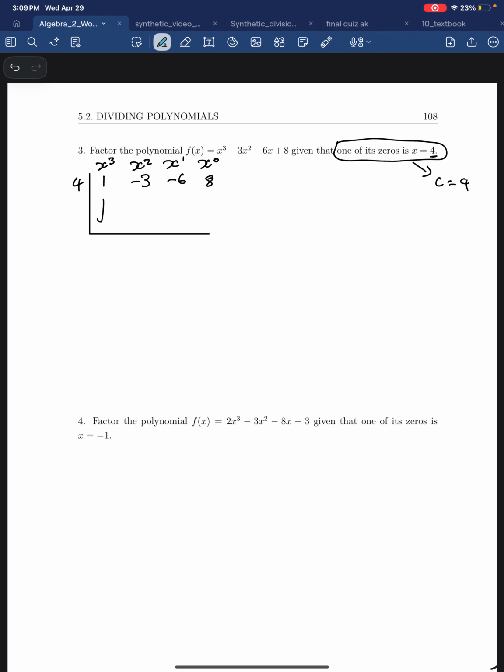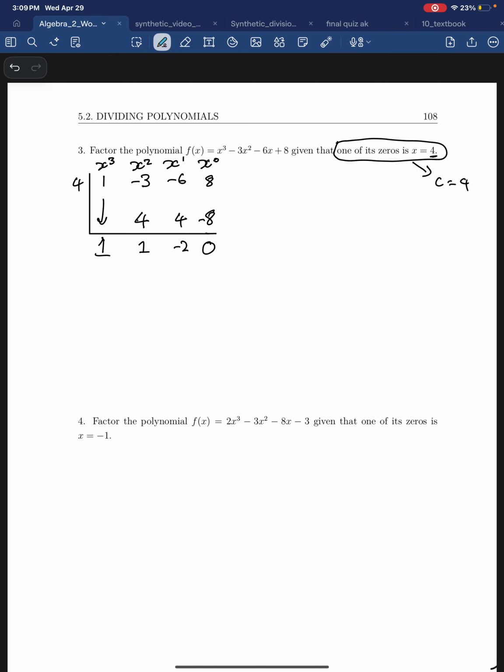Right, so I bring this down. It's going to be 1 times 4 is 4, minus 3 plus 4 is just 1 again, so I have two ones there. 1 times 4 is 4, minus 6 plus 4 is minus 2, minus 2 times 4 is actually negative 8, and it's going to be 0.